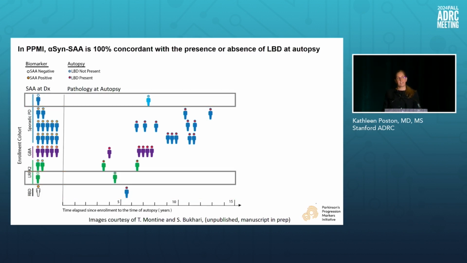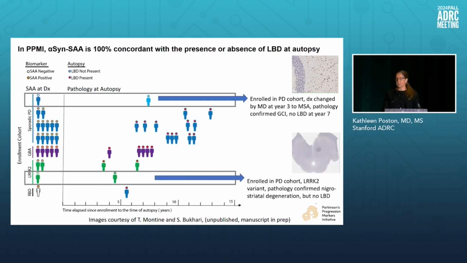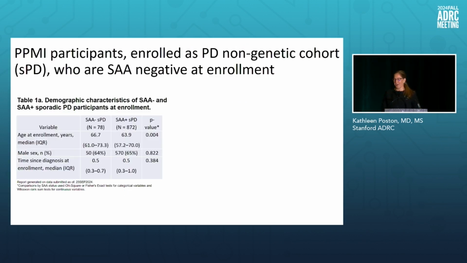These two individuals were seed amplification negative at the time of their Parkinson's disease diagnosis. Retrospectively, the CSF was banked. The first one, the clinician changed the diagnosis to MSA 3 years in, and at pathology was confirmed to have glial synuclein, or glial cytoplasmic inclusions. And this individual was later found to be a LRRK2 carrier, and at pathology was found to have nigrostriatal degeneration with no Lewy body disease. So in 22 patients, just 22, I know we need a couple more zeros after that for this to be valid. In 22 patients, it's 100% concordant.